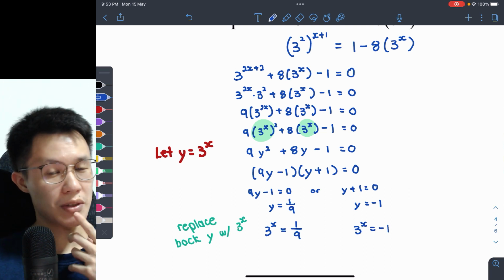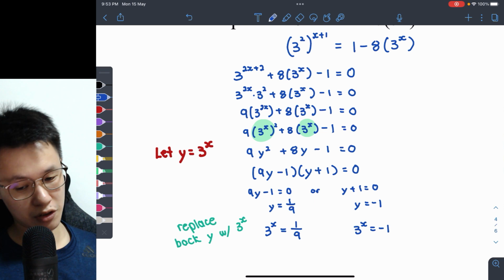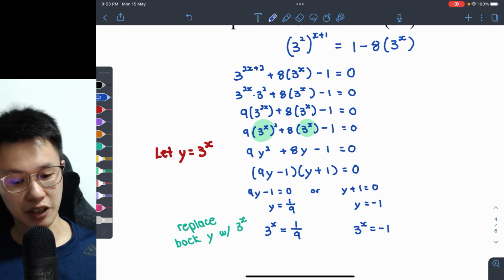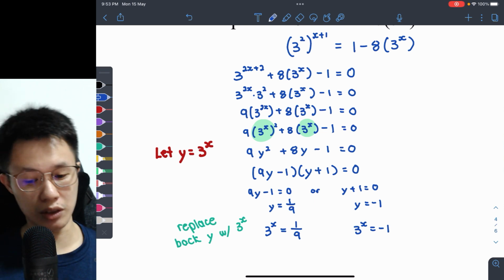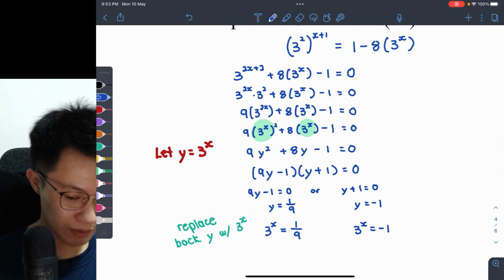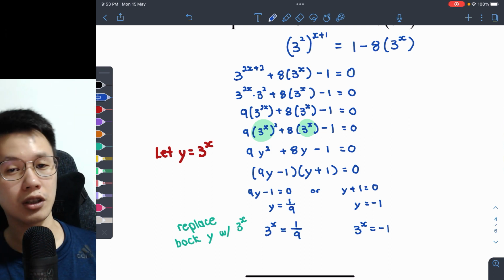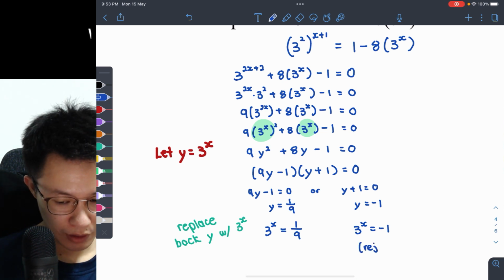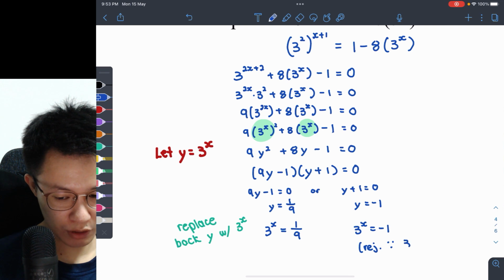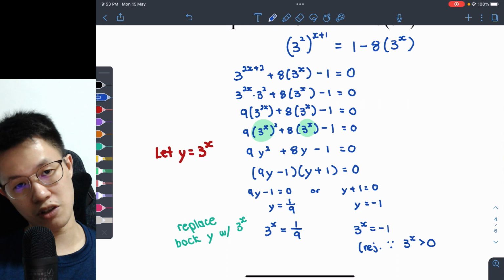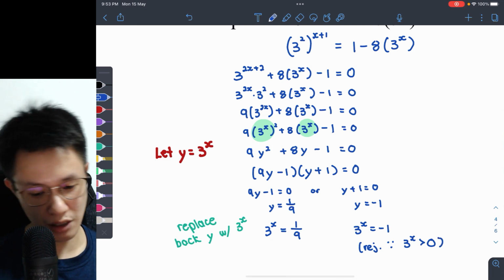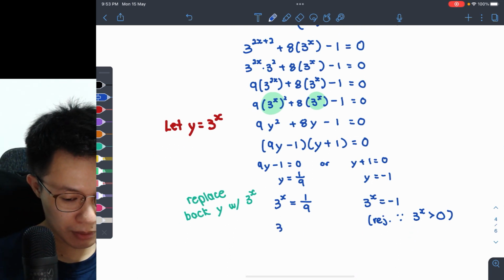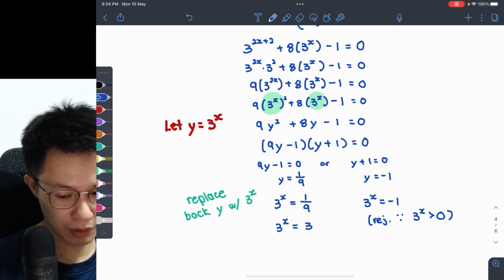Now from here, remember we stated that exponential functions cannot be negative, because for any x value, 3 to the power x will always be positive. So we're going to reject this, because 3 to the power x must always be more than 0. And what we're going to do is deal with this. So 3 to the power x equals, this is simply 3 to the power negative 2. And hence x equals negative 2.